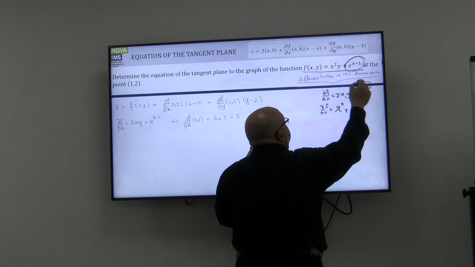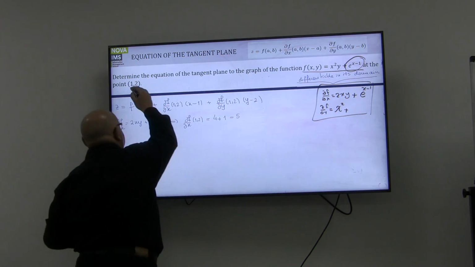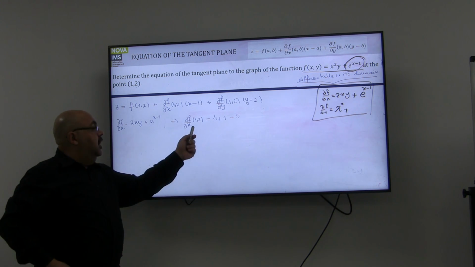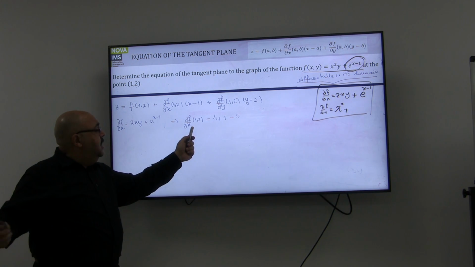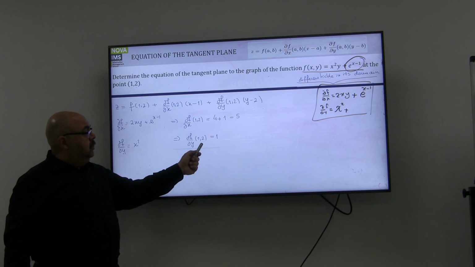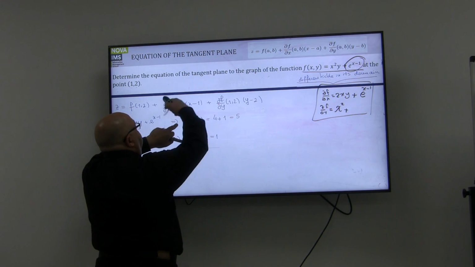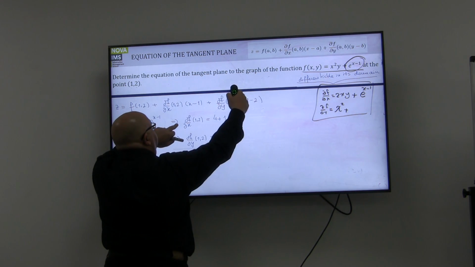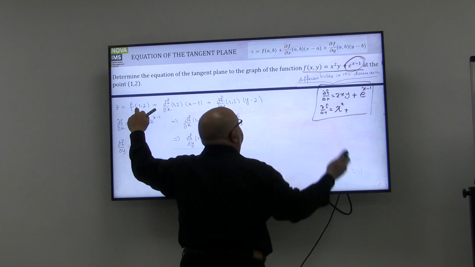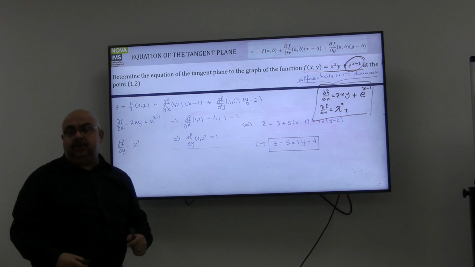Then I will substitute into both partial derivatives the values x equal to 1 and y equal to 2. So this is the partial derivative with respect to x, and that's the partial derivative with respect to y. Substituting, it's equal to 1. I have the partial derivatives, so these two parts already exist. I will replace this one by 5, that one by 1, and find the value of the function at 1 and 2. Start substituting by 1 and 2, that's the value of your function, and that's the tangent plane.